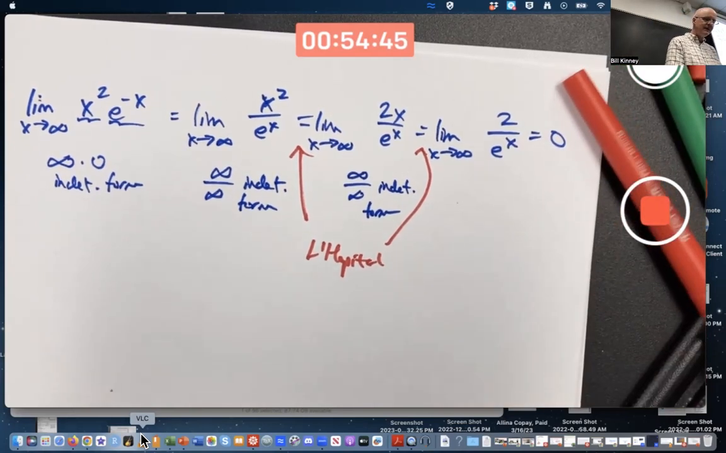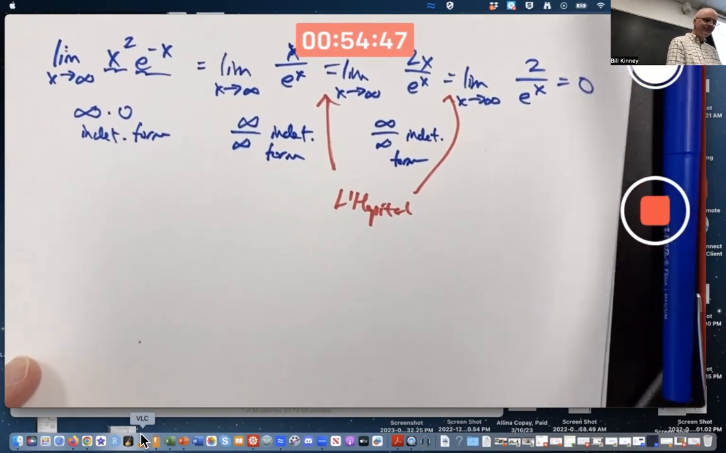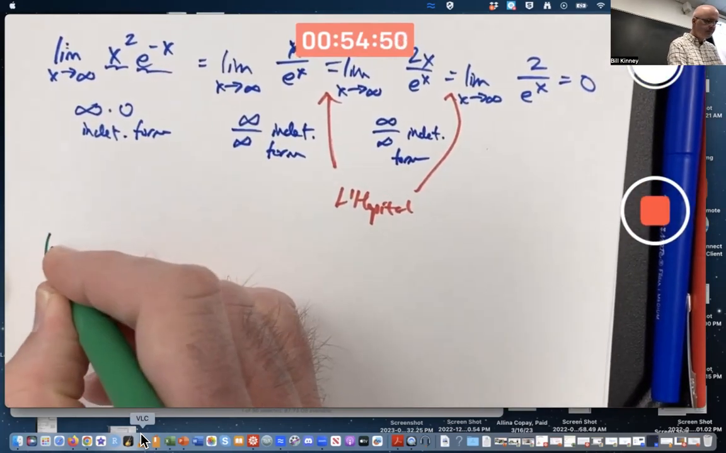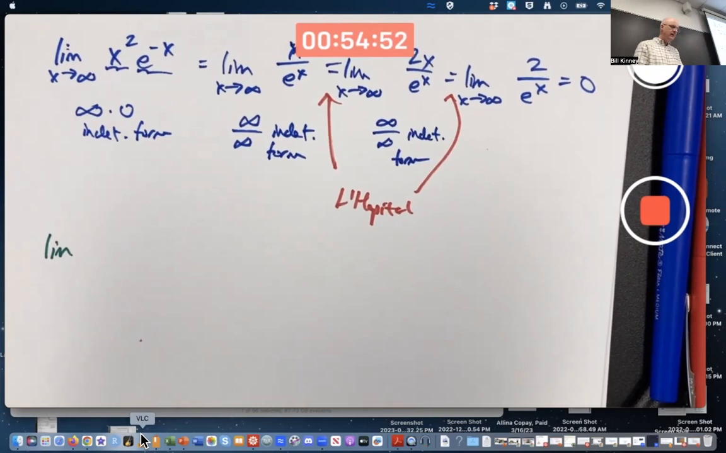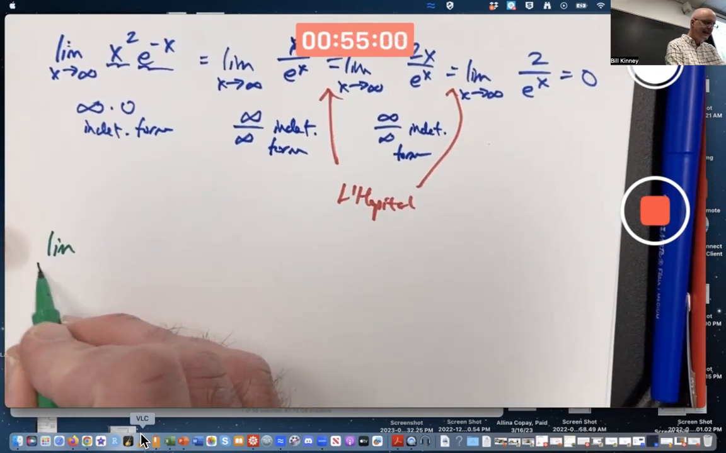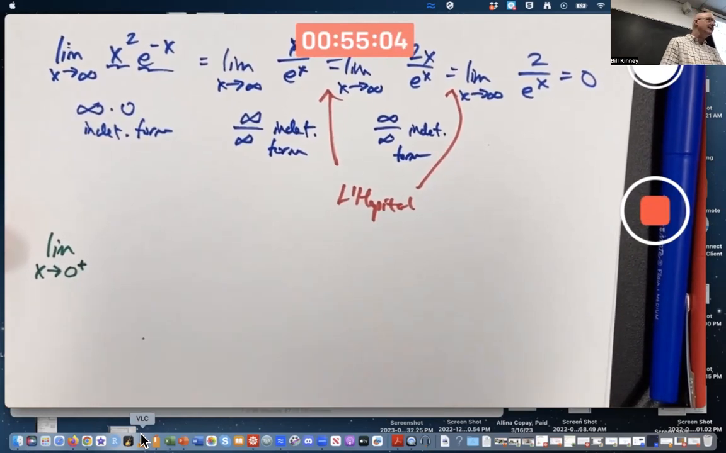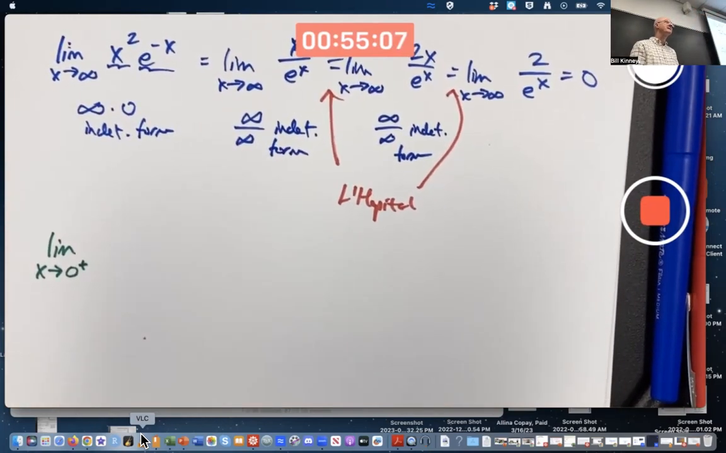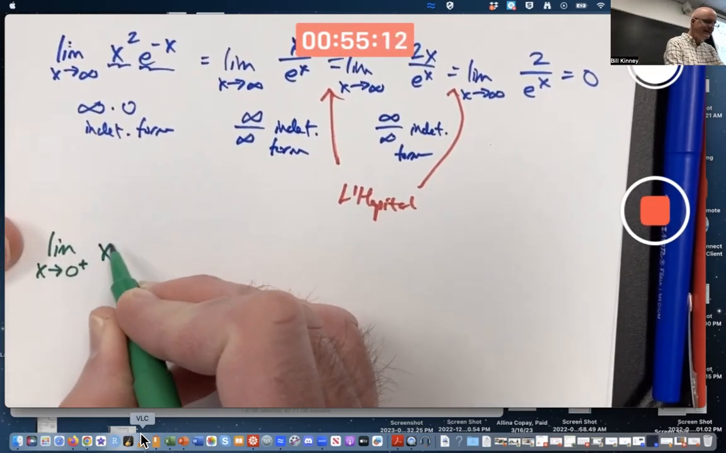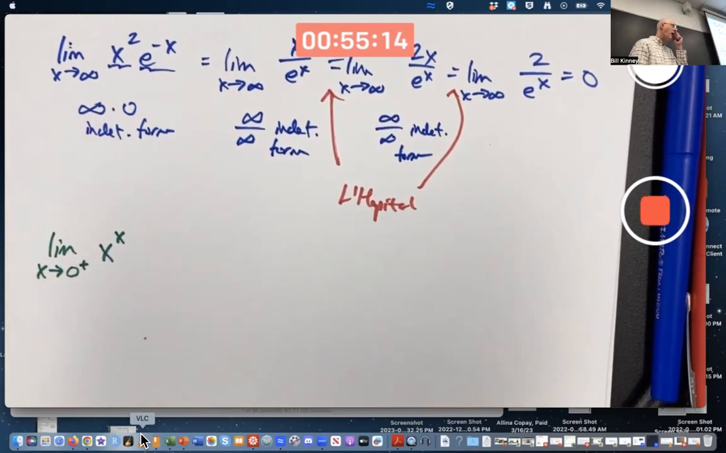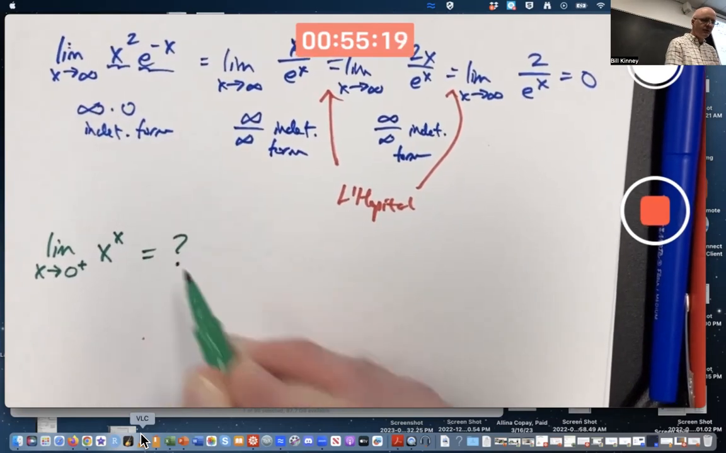How about another example? Let's make it a little extra tricky. How about, what's the limit as x goes to 0 from the right, technically, because I don't want to plug negative numbers into what I'm about to write, of x to the x power. I'm just going to say equals question mark for the moment.